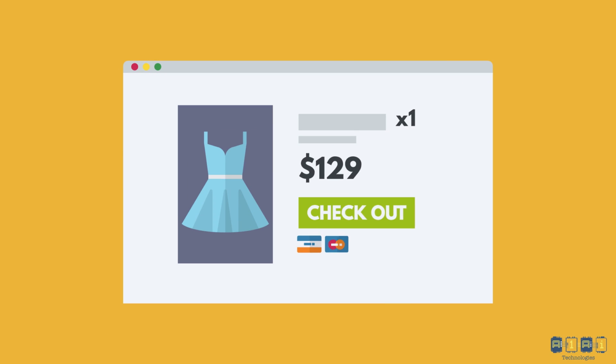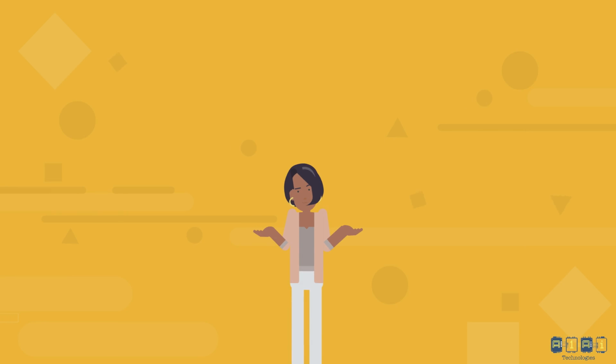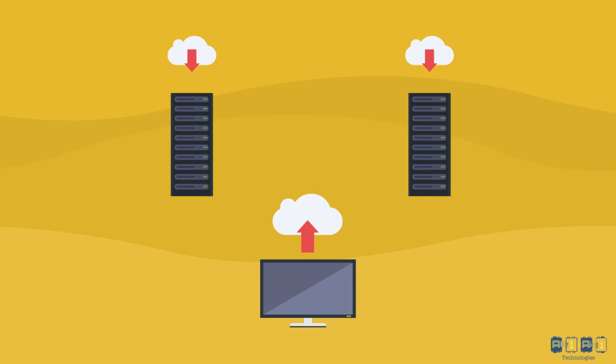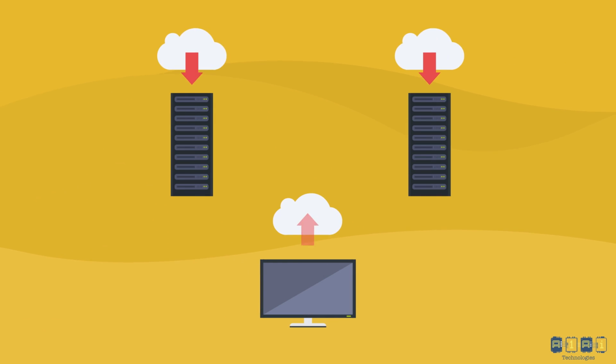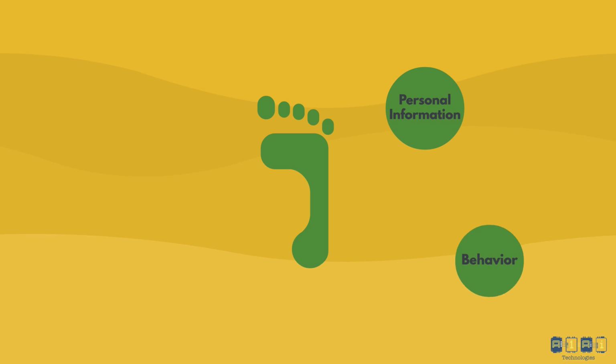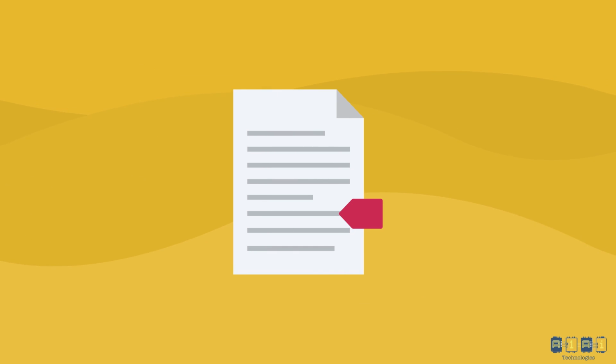You've probably been online shopping, looking for an outfit for a school event, and seen an ad for it when you visit another site. You've probably wondered how this happens. It is your data being shared between other sites and often presented back to you. Your data is part of your digital footprint, which is your personal information, behavior, and interactions in the digital world. But you have certain rights to protect your personal information and behavior online.